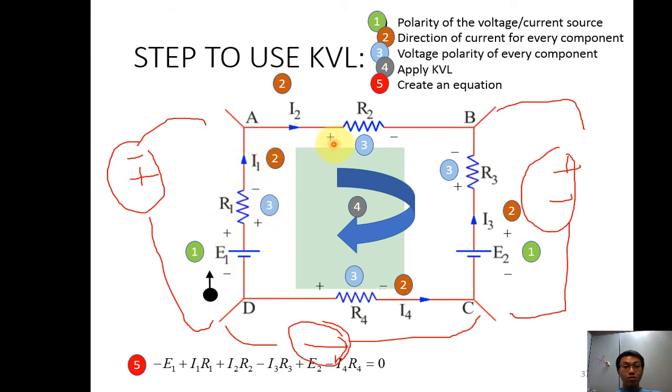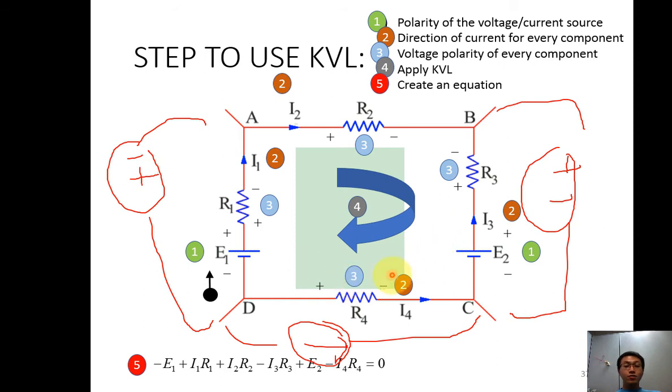Then I go around. This is positive first, so plus. What is the voltage here? I2 times R2, so I2 R2. Then I come here, negative first, so negative I3 times R3, I3 R3.